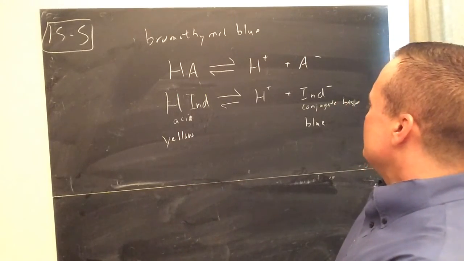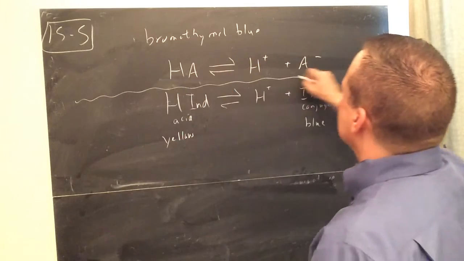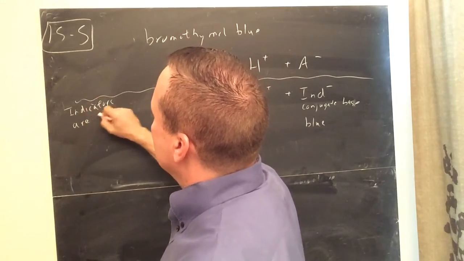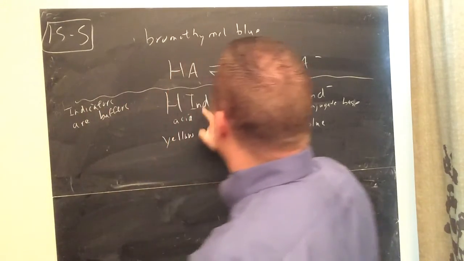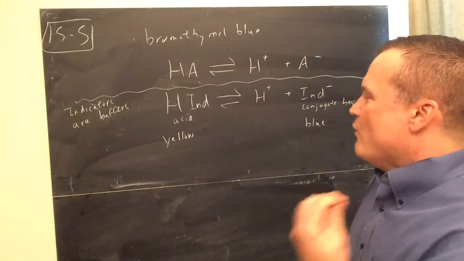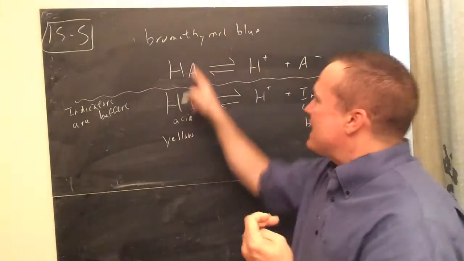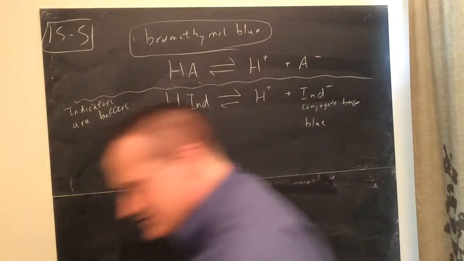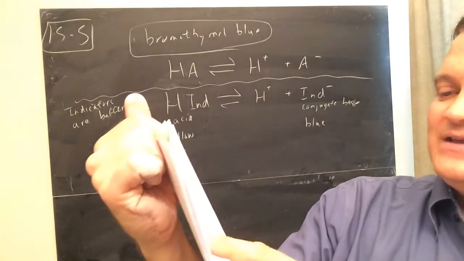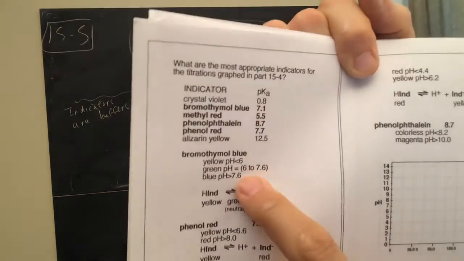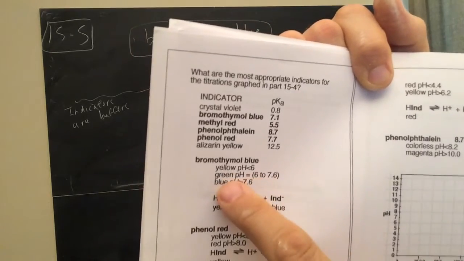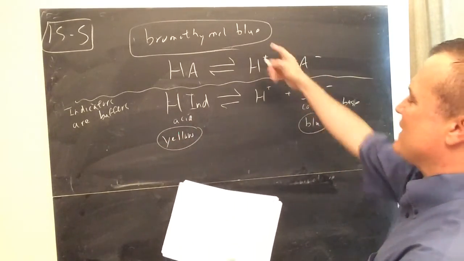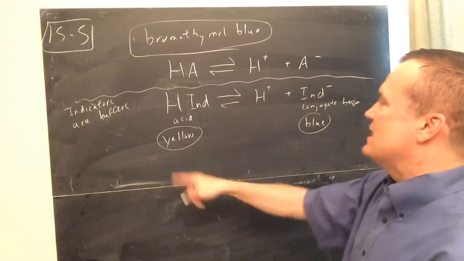So what you should do, you should imagine indicators are like buffers. They really are buffers, because what happens is you have both things present. Now, what would happen, you think, for Bromothymol Blue? If I have equal amounts of yellow and blue, what color will that be? Green. And look at this. So right around pH of 6 to 7 or so, it is 7.6 actually, it is green. So when you have equal amounts of yellow and blue, it's green. Bromothymol Blue, the color. But if I have too much acid, it's yellow, too much base is blue.